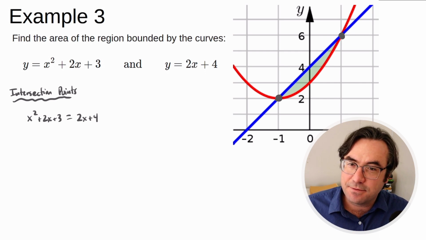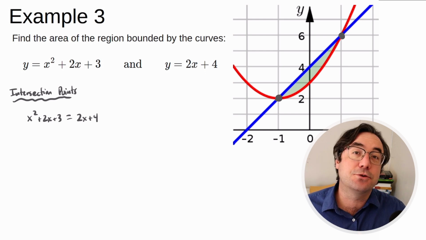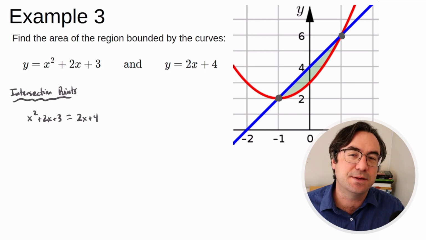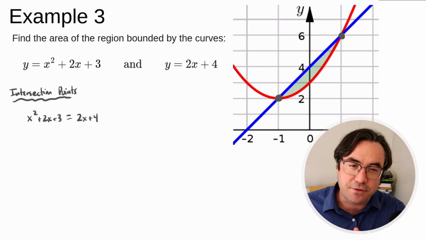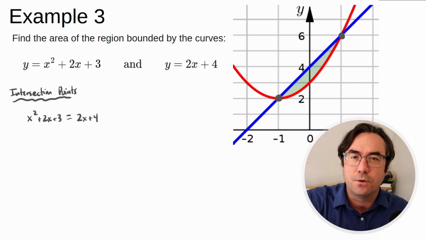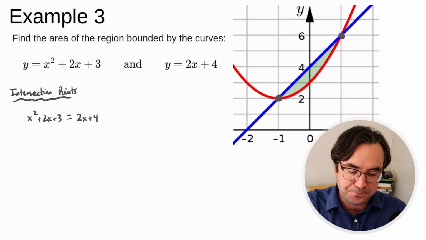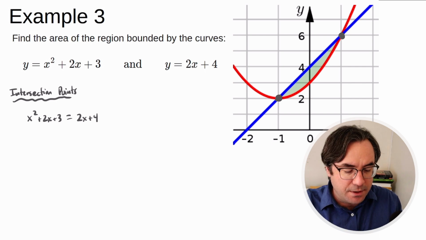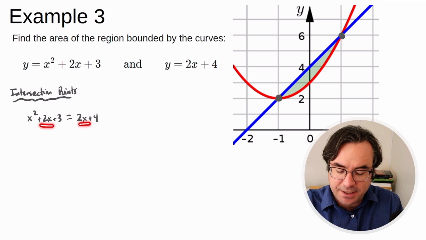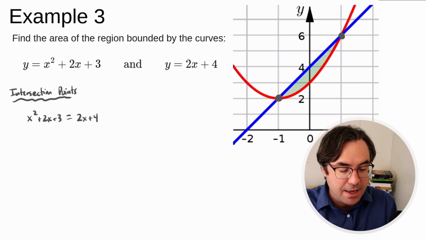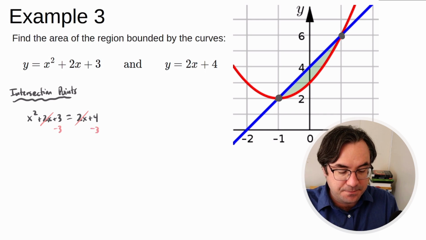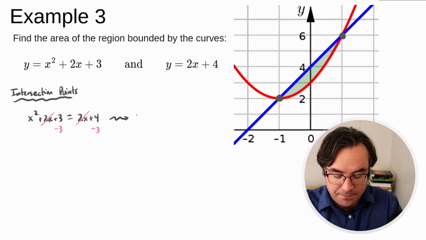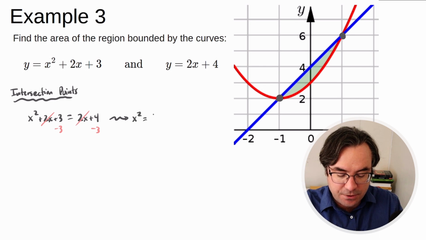Instead, for this one, we're going to do it a little differently. We're just going to directly solve this one for x. This simplifies down quite nicely, so we can directly solve for x rather than having to factor it or use the quadratic formula. How are we going to do this? Well, both sides of this equation have a 2x. So we can subtract 2x from both sides and those cancel. And then we can subtract 3 from both sides. When we do that, we get the equation x squared is equal to 1.